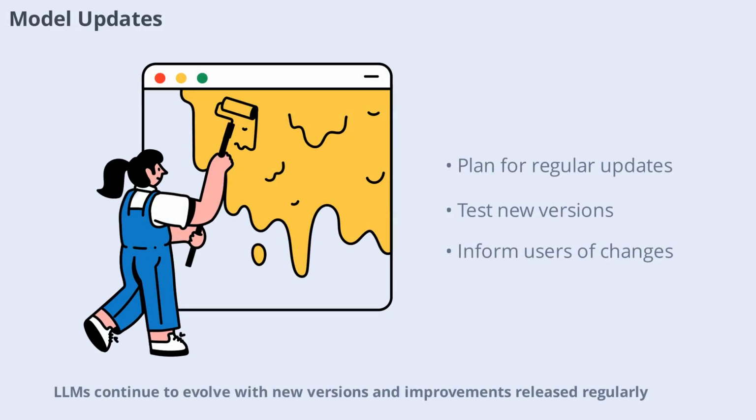LLMs continue to evolve with new versions and improvements released regularly. Plan for ongoing updates to keep your deployment current. Test new versions thoroughly before rolling them out and communicate changes to your users. Staying up to date ensures you benefit from the latest advancements in AI.